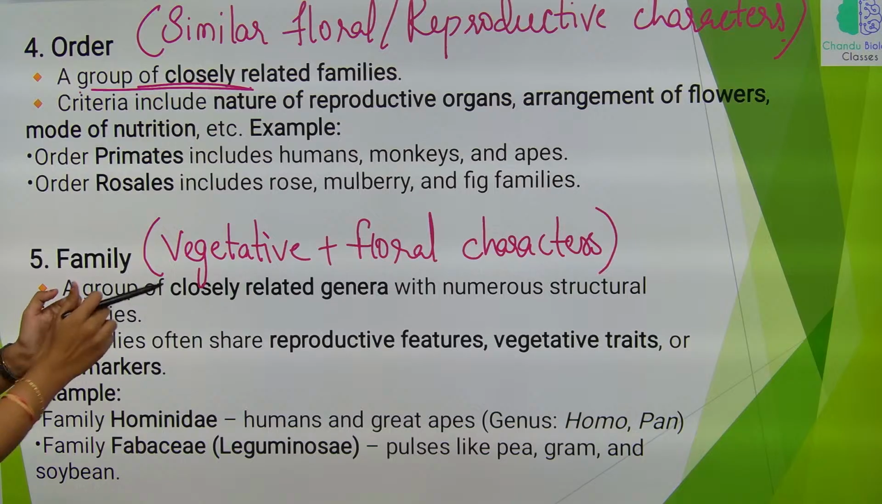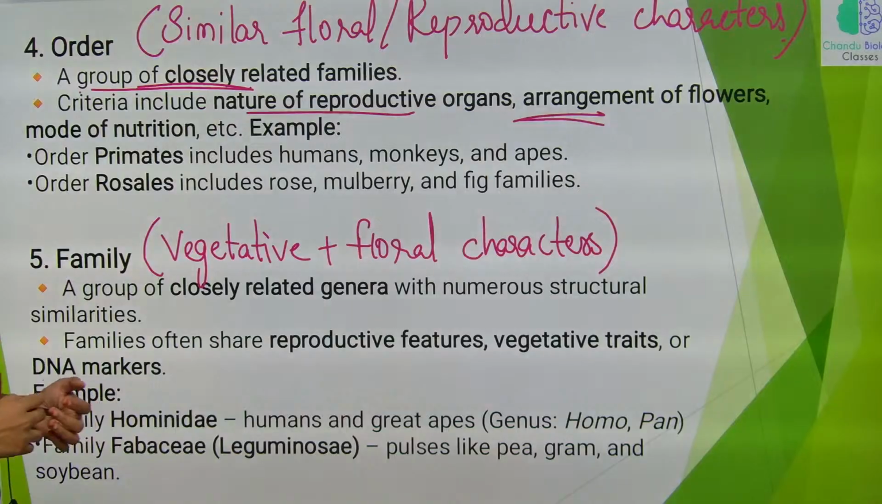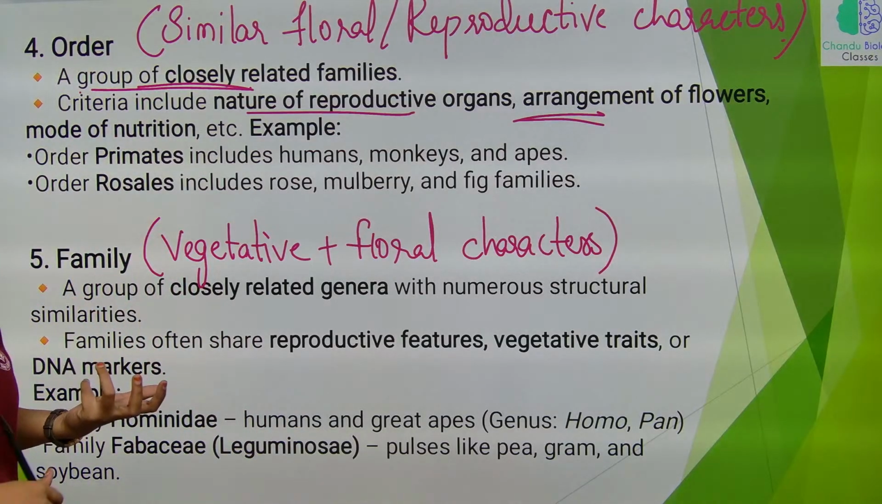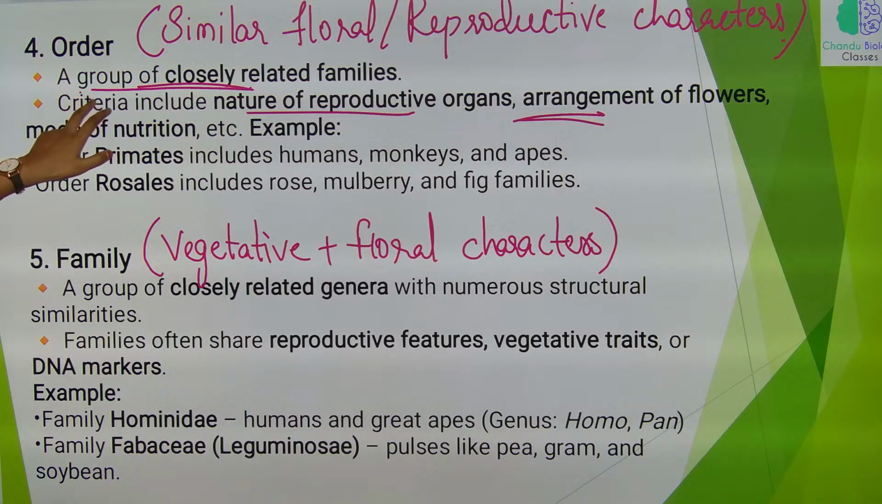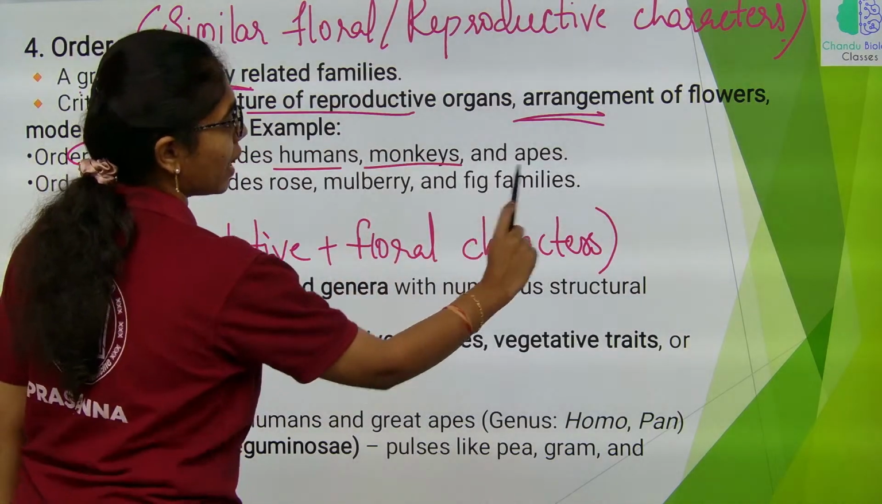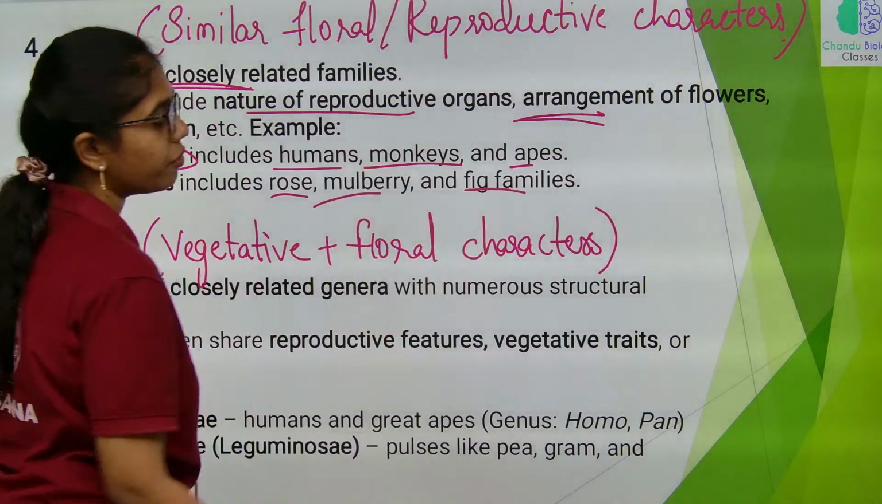The criteria include nature of reproductive organs and arrangement of flowers, where we know trimerous, tetramerous, pentamerous arrangement of the flowers, and based on the position we have different types of flowers, hypogynous, epigynous, perigynous, and based on symmetry also we have different types. So, all that are included in the similar order. For example, the order Primates includes humans, monkeys and apes. Rosales includes rose, mulberry and fig families.